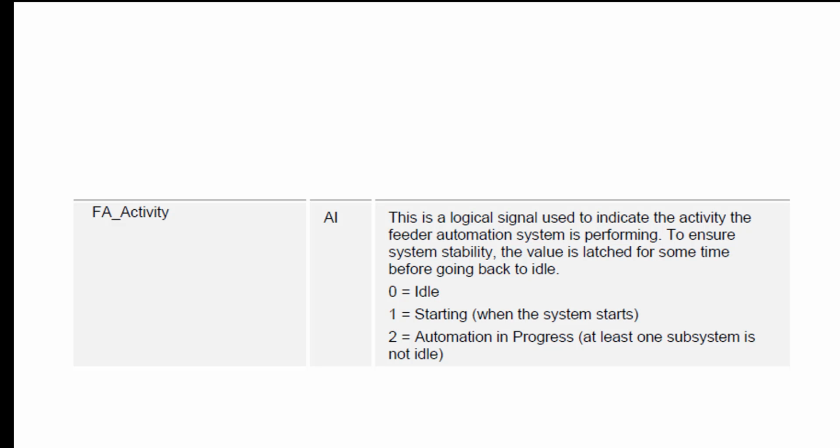This particular point is an analog input, so it transitions between 0, 1, and 2, and we can distinguish between the idle state, the starting state, and when automation is actually in progress. We can use this point and an automation function to create a new binary point to create an email that will only send out that email notification when we have an actual event.